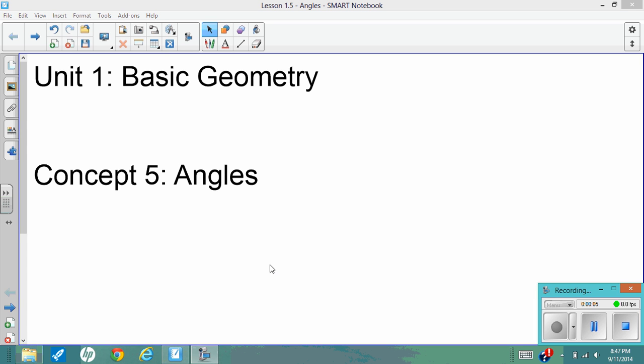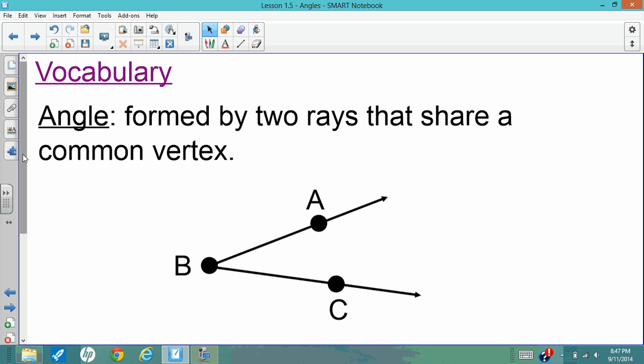We're still in Unit 1, talking about basic geometry, but today we're going to talk about angles. So to start, we'll have a little vocabulary, and we'll talk about exactly what an angle is. An angle is two rays that share a common vertex.